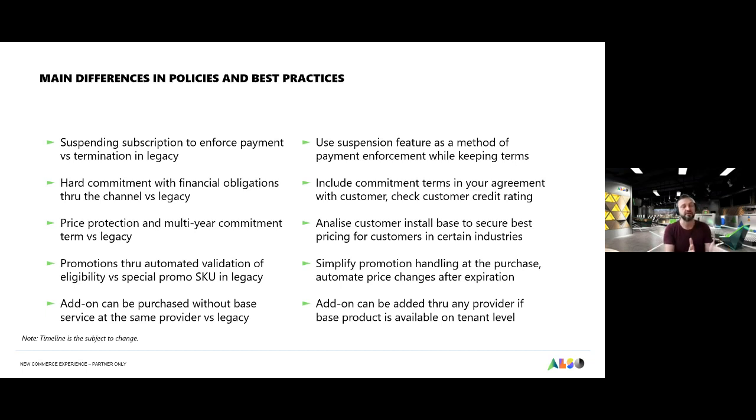We already discussed the add-ons, and I think this is super cool, that you can extend your sales and serve a greater variety of customers now by having the ability to sell add-ons without a base license.